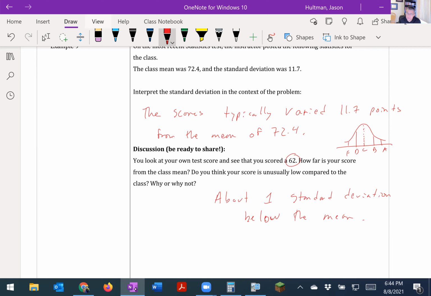The 62, is it low? Sure, but is it unusually low? No. So we would not conclude that 62 is unusually low.